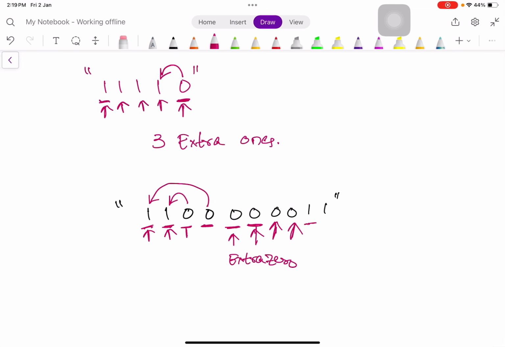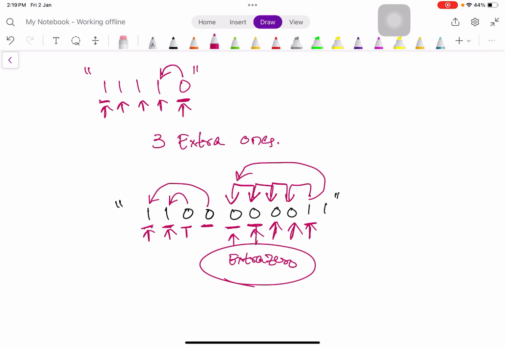But this 1 over here is used to balance out these extra zeros or unbalanced zeros, right? How will we balance? We will have to use swap operations. This one can be swapped with this guy, again with this guy, again with this guy, and again with this guy. So 4 swap operations are needed to move this 1 to this position. And when we move it, then automatically 1 extra 0 will get balanced.